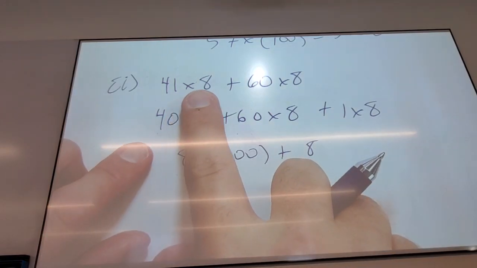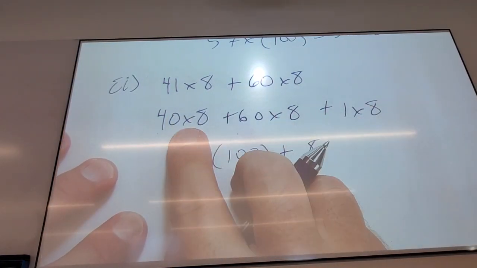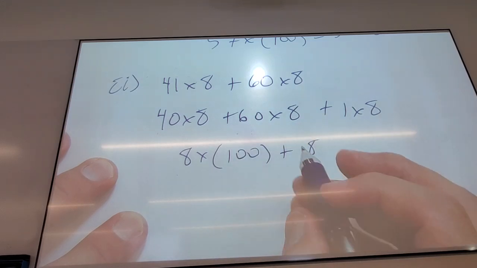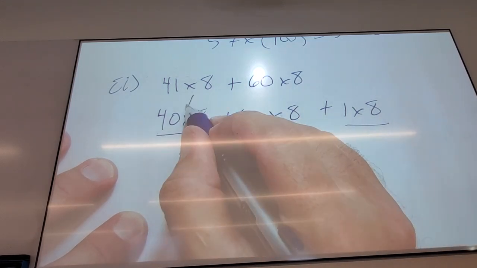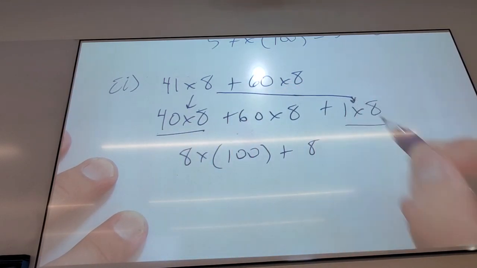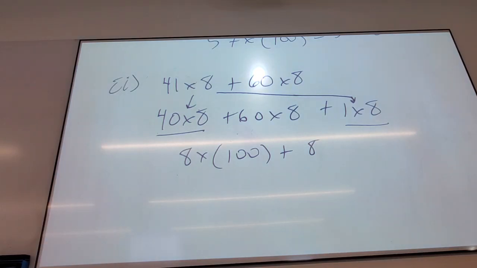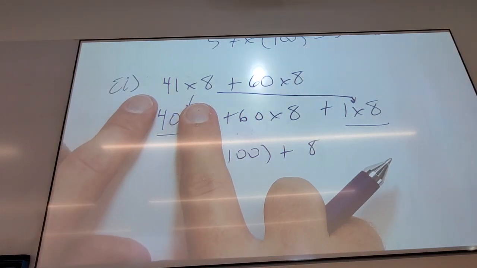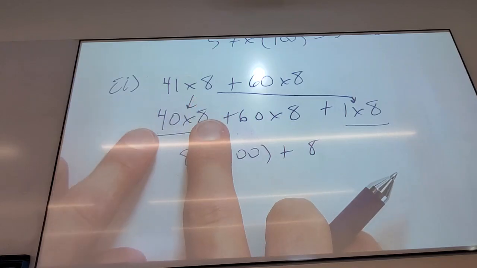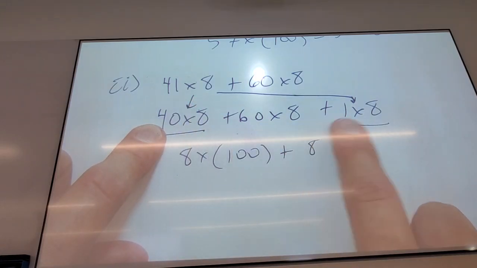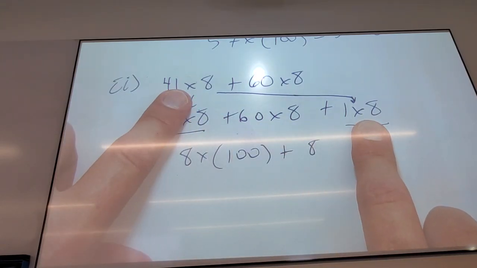41 times 8 is 40 times 8 plus 1 times 8. Is that okay? What does 41 times 8 mean? 41 eighths. What is 41 eighths? 40 eighths and 1 eighth. It's 41 eighths. Yes?